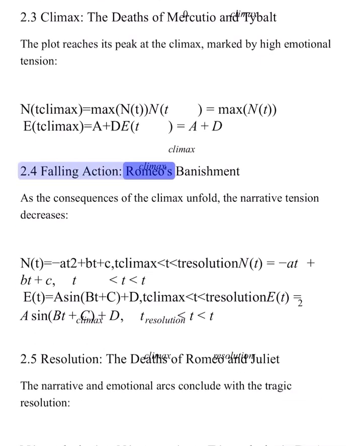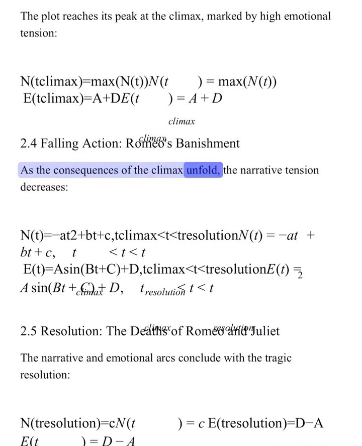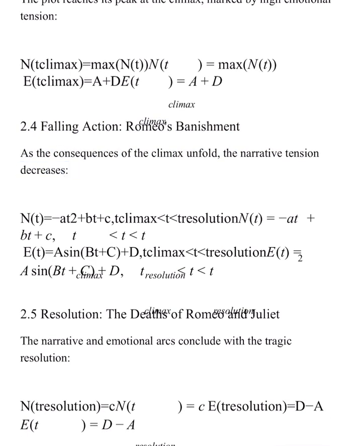2.4 Falling action: Romeo's banishment. As the consequences of the climax unfold, the narrative tension decreases. N(t) = at^2 + bt + c for t_climax < t < t_resolution. E(t) = A sin(Bt + C) + D for t_climax < t < t_resolution.